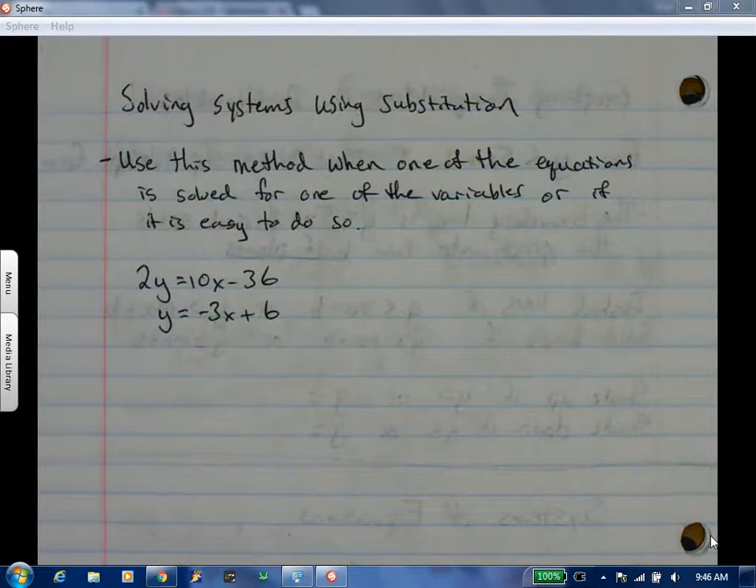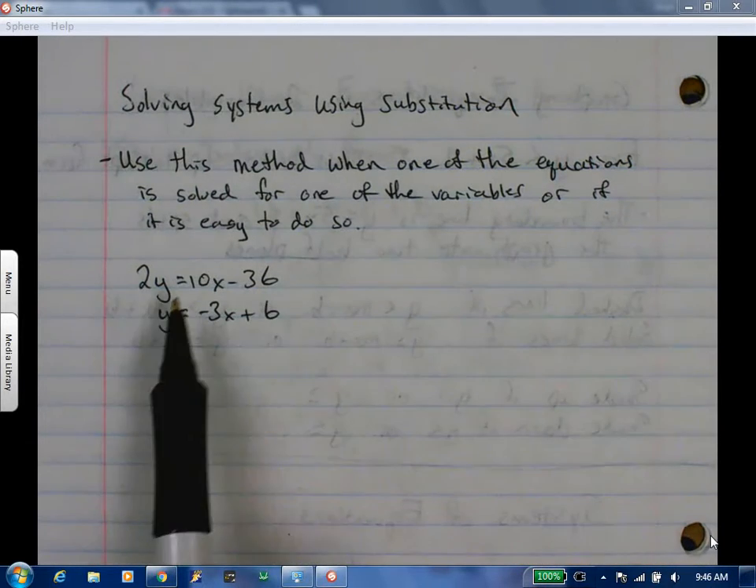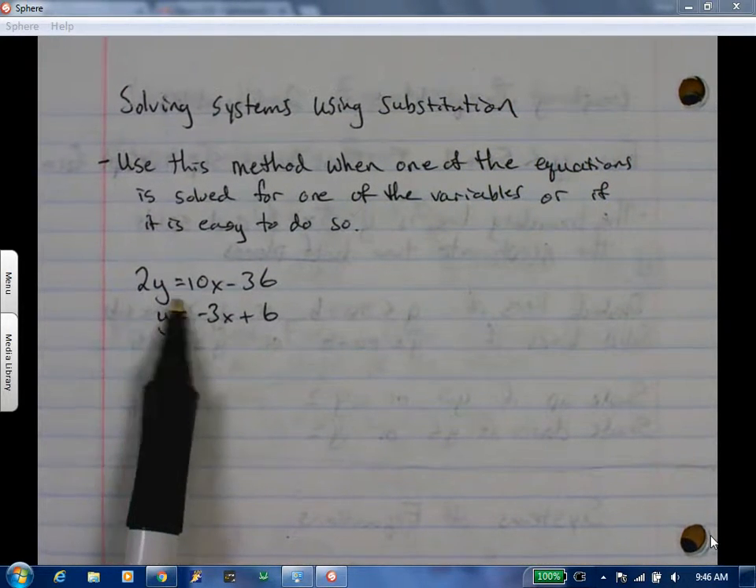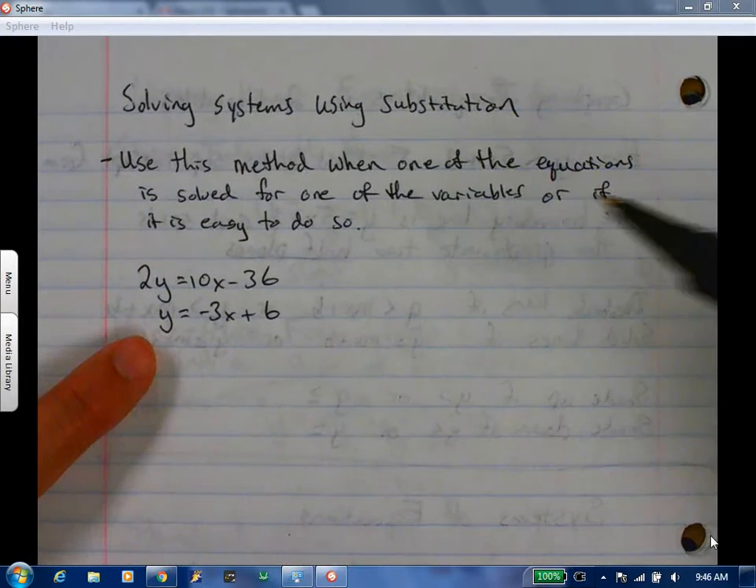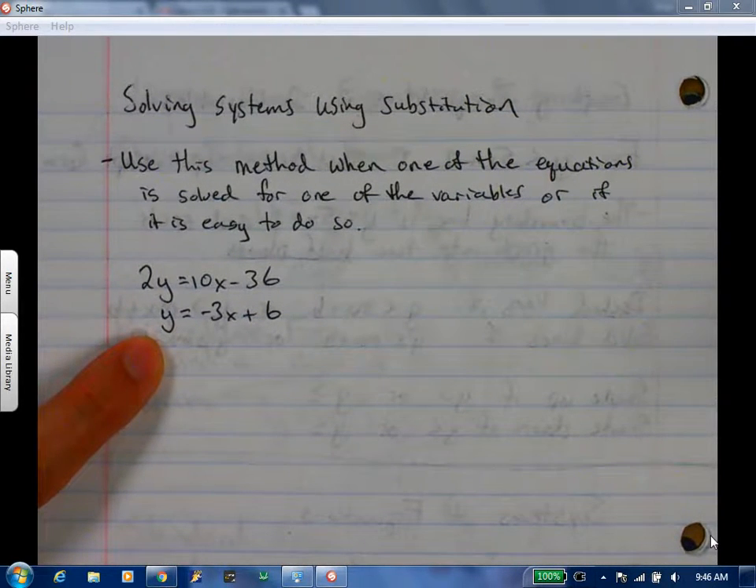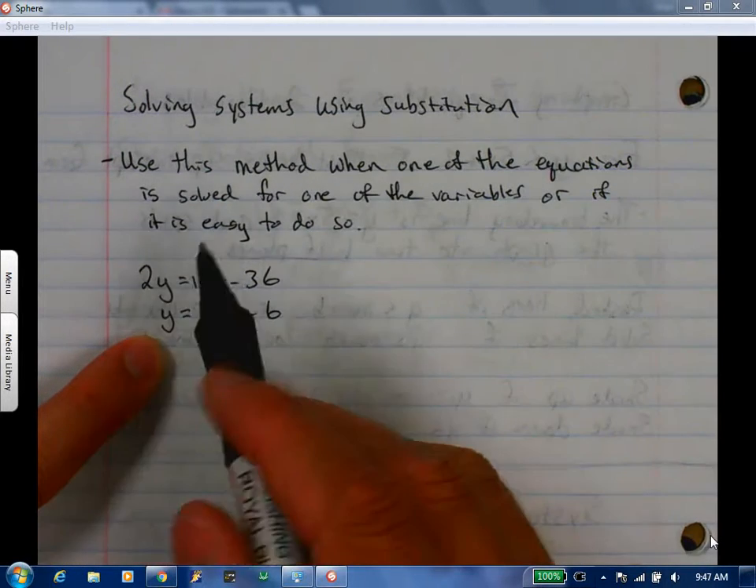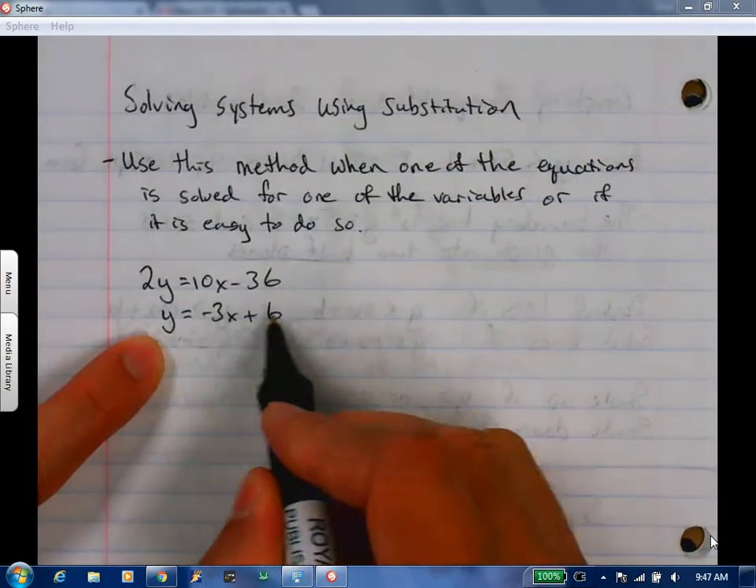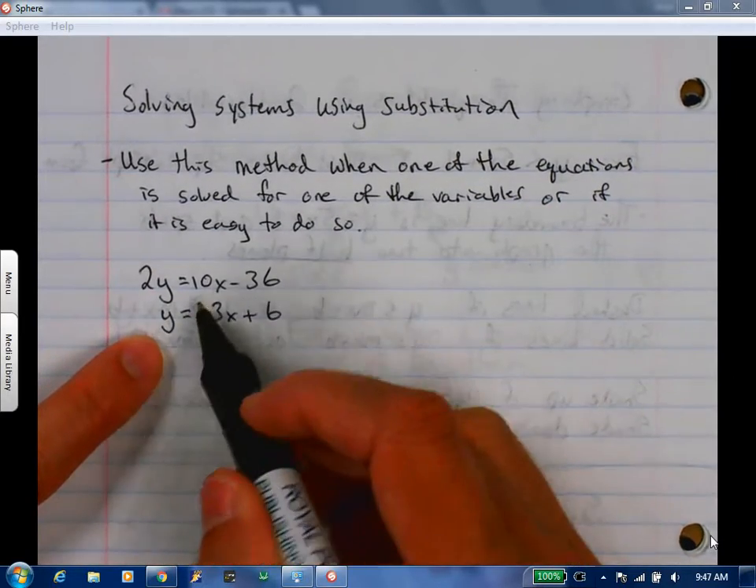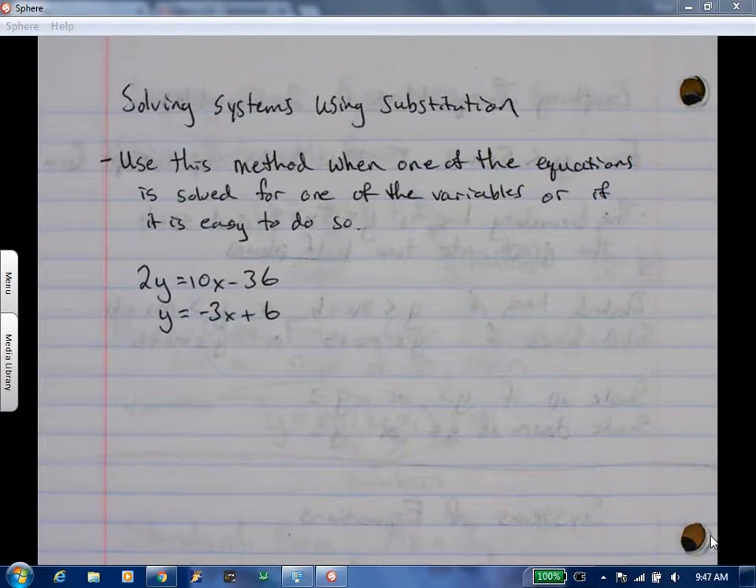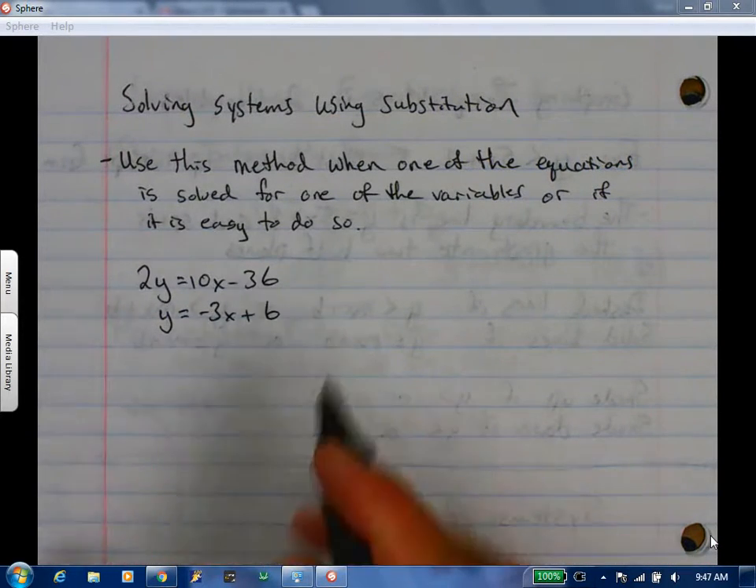So what does y equal? The answer right now is negative 3x plus 6. Y equals negative 3x plus 6. Our goal is to find out where these two lines intersect, what they have in common. So if y equals negative 3x plus 6, what does this y also have to equal? This y has to be this. This equation has been solved for y.